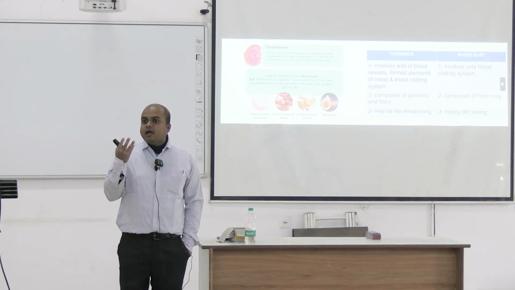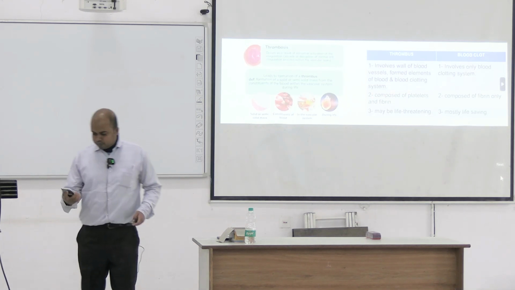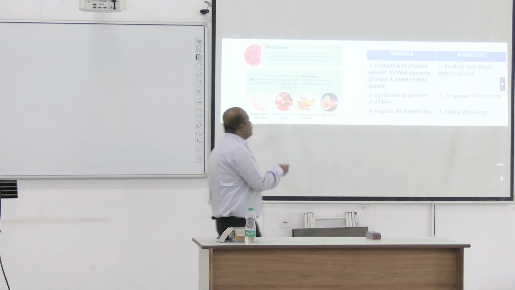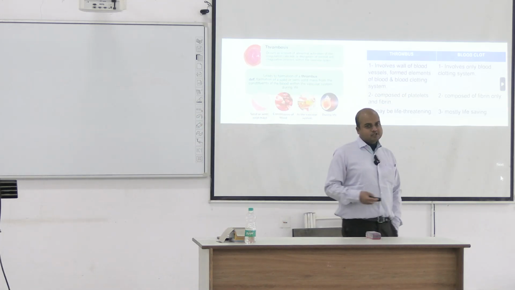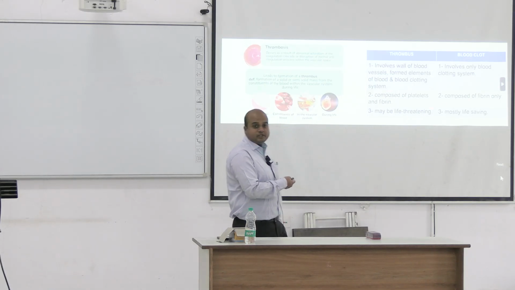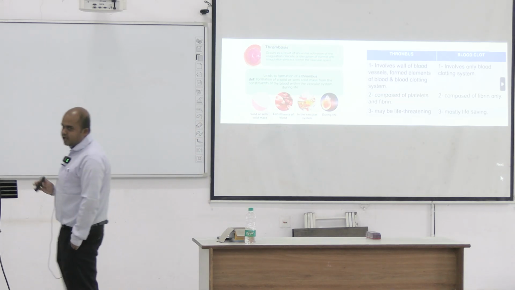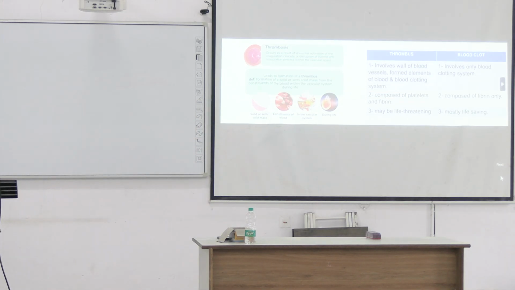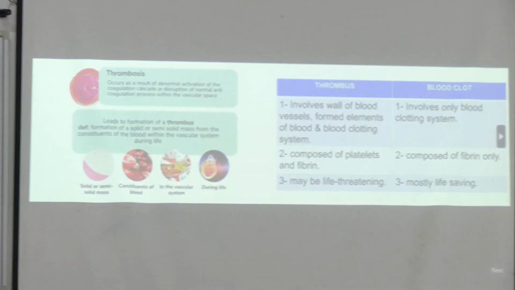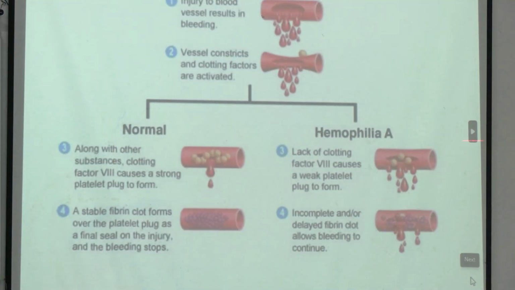The obstruction may involve some RBCs also. Whatever is there within the blood is within the purview of that clot. So it involves the wall of blood vessels, formed elements of blood, and of course the blood clotting factors, the blood clotting system. That is the difference: a thrombus is abnormal and mostly harmful, whereas blood clotting is mostly life saving. Even if not life saving, it is for a beneficial purpose. A thrombus, at most times, is harmful. It may also be life threatening at some times.